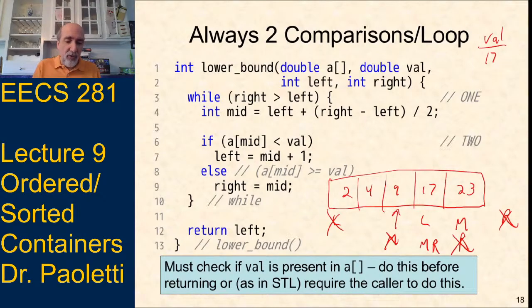Now, what if the value was 16? Everything would happen exactly the same, and we would return saying that's where 16 is or should be. If 16 was in there, it would be there. And so this function is called lower bound. This is very similar to what the STL lower bound function does. And lower bound, you're going to want to use it in your sorted PQ.